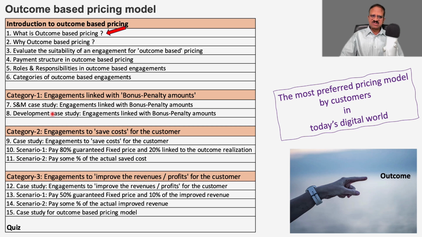After this, there are 3 categories: category 1, category 2 and category 3. All the outcome based pricing models belong to one of these 3 categories. Then we'll discuss individual categories with some case studies, examples, computations. That's what these 3 sections are about. Overall, it is a very complex and high demand pricing model. So I'm sure this will be one more very interesting one for you. Fine. Now let's get into point number 1.